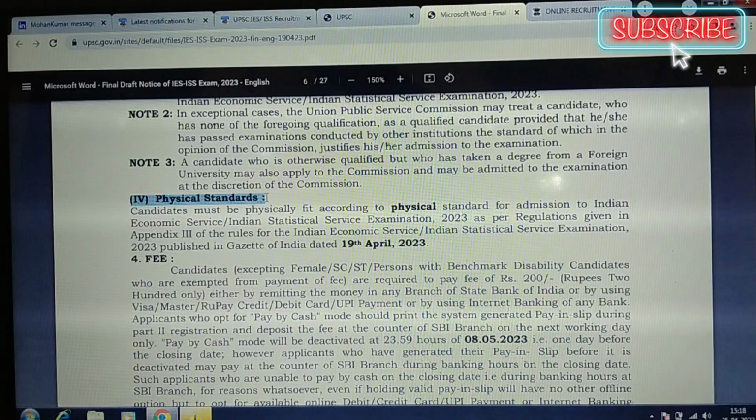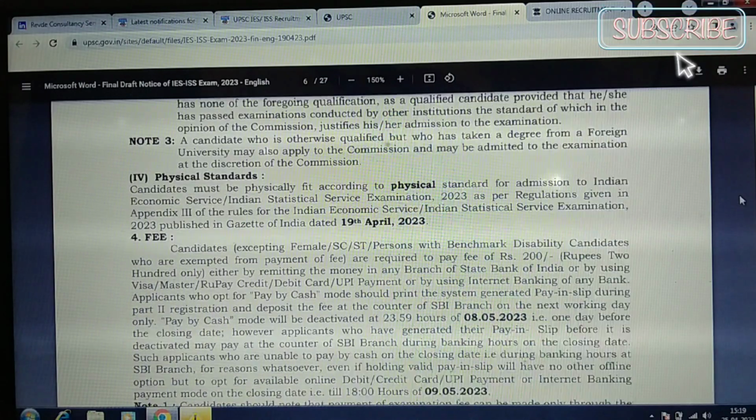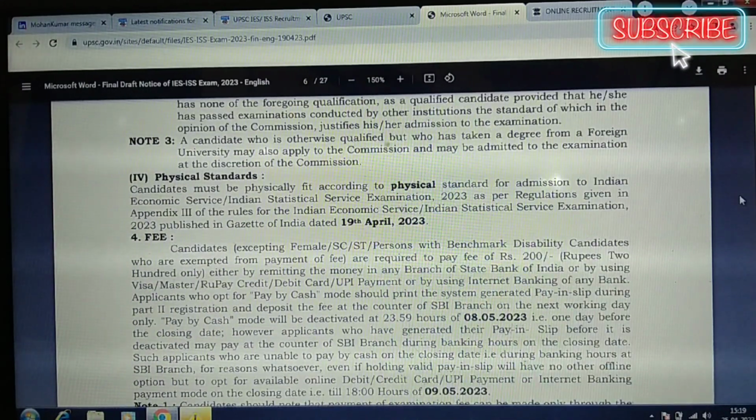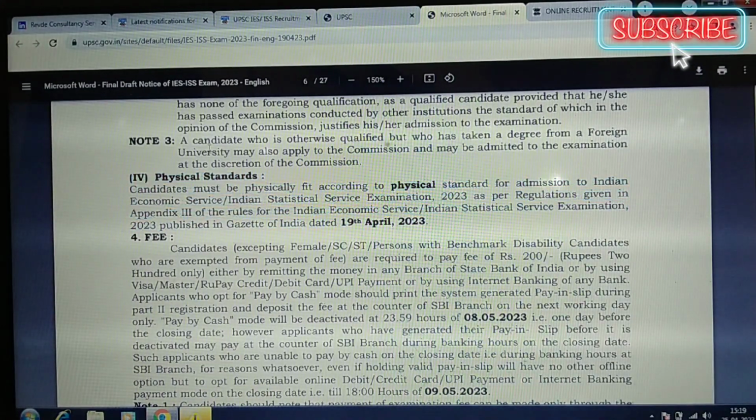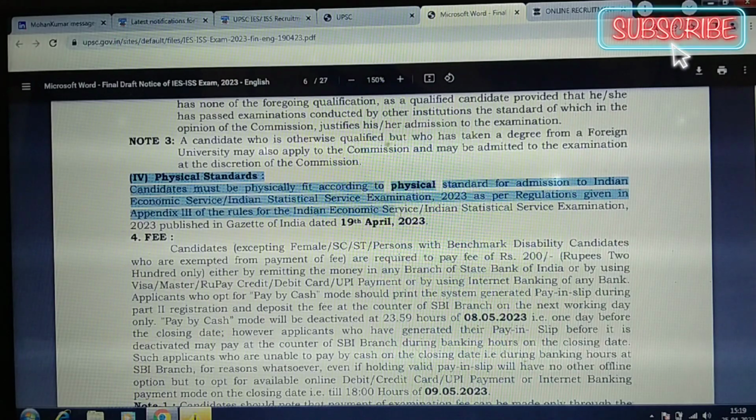Candidates must be physically fit according to the physical standards for admission to the Indian Economic Service or Indian Statistical Service Examination 2023, as per regulations given in Appendix 3 of the rules for the Indian Economic Service and Indian Statistical Service Examination 2023, published in the Gazette of India dated 19th April 2023. This is the physical standards for your reference.